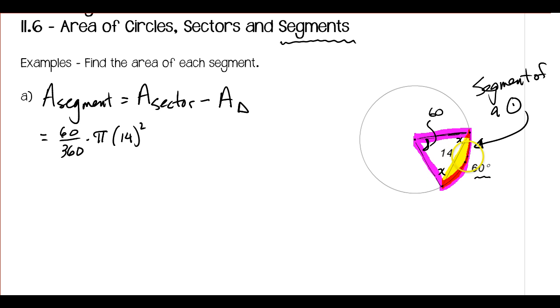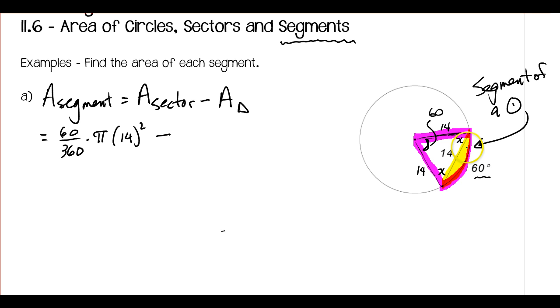So that makes this an equilateral triangle. So since one side's 14, all the sides are going to be 14. If you need me to explain that some more, feel free to ask me the next time you see me in class. So this will give us the area of the sector. Now we need to find the area of the triangle.